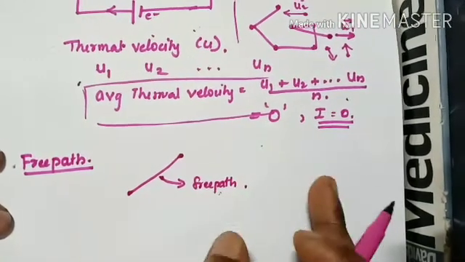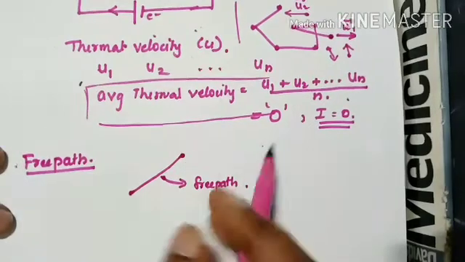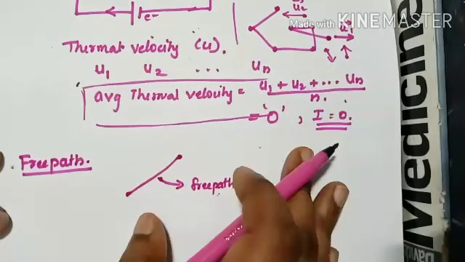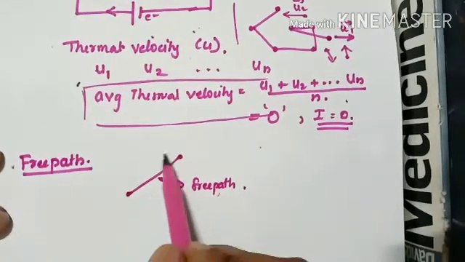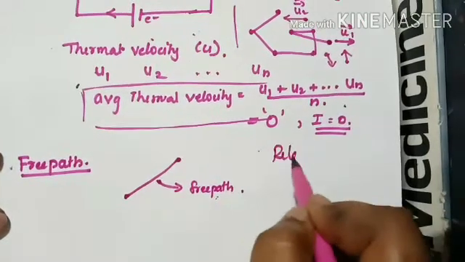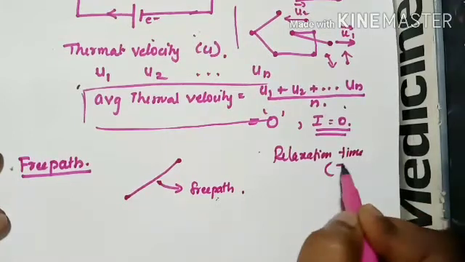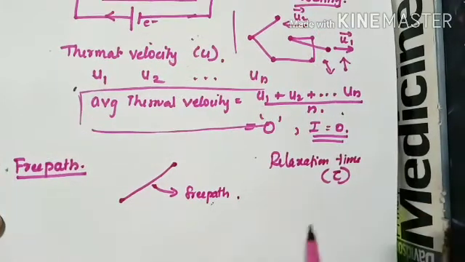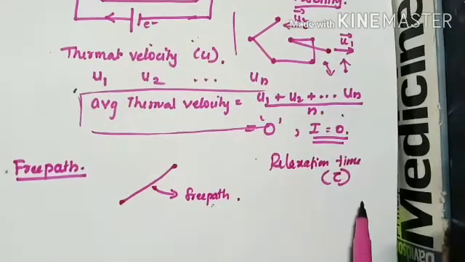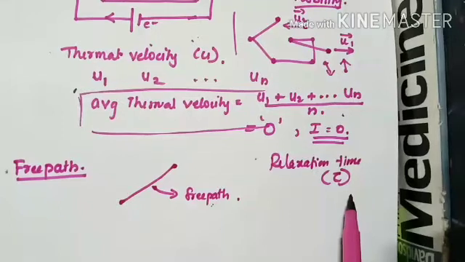And similarly, there is a term called relaxation time. That means the time where an electron is relaxed. They are going to be relaxed between two successive collisions. So relaxation time, represented by tau, indicates the time interval between two successive collisions.